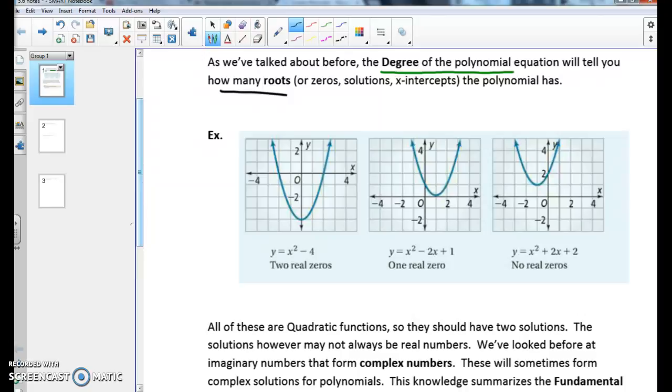Below are a couple different examples of graphs. We talked about this back in chapter 4, but what real solutions look like on a graph. So this first one here has two real zeros. The second one has one real zero. And the third one doesn't intersect the x-axis at all, and so it has no real zeros. Now, we'll talk about what this means in a second.